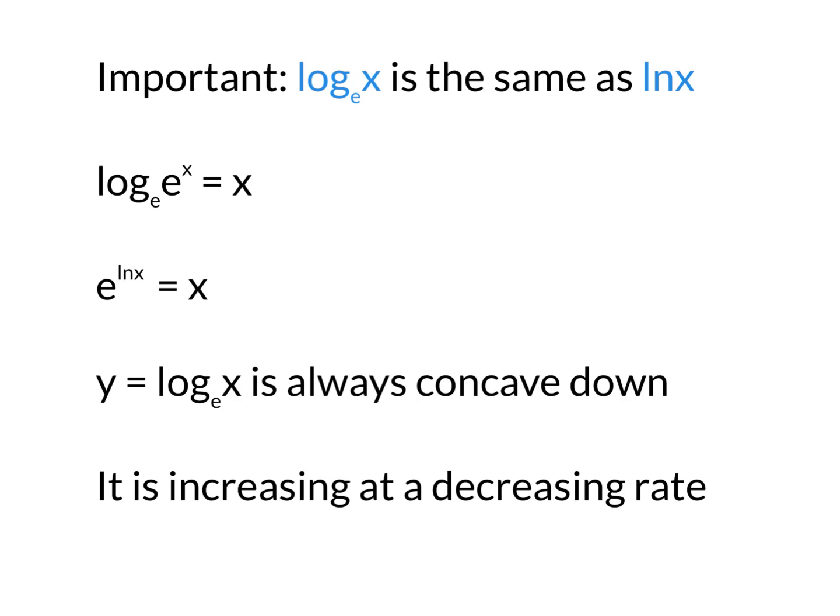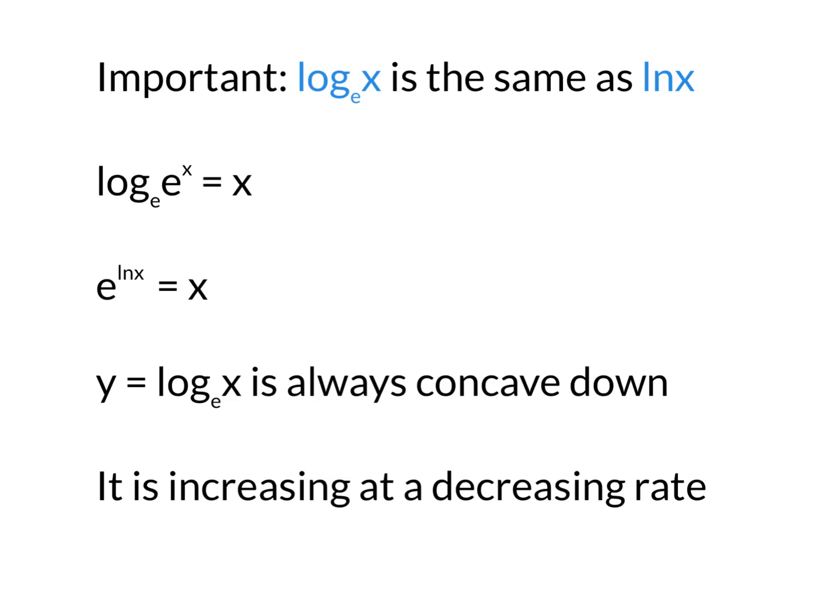We're about to have a look at the curve y equals log base e of x. It's always concave down, so remember it's the opposite of an exponential. So the log curve is always concave down, so it's always pointing downwards. And it is increasing, so it does go up, but the rate it increases is actually slowing down. So it's increasing at a decreasing rate.